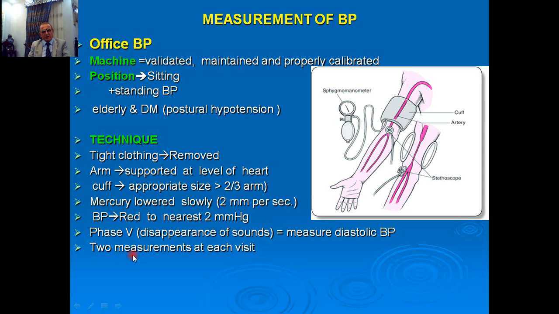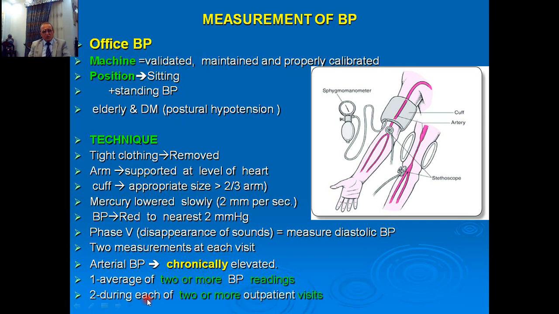The other thing, you should take 2 measures at each visit, not a single measure. You can't diagnose hypertension by a single reading. Remember that hypertension is a rise in arterial blood pressure which is chronic. There is chronic elevation. So you need at least an average of 2 or more blood pressure readings during each of 2 or more outpatient visits. Sometimes the visit might be 1 month later. You can't tell from one visit, except when you have high blood pressure with target organ damage or a sign of chronicity, for example, retinal findings or left ventricular hypertrophy, then 1 reading will be enough for diagnosis.